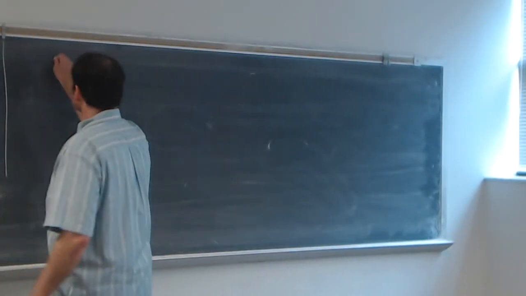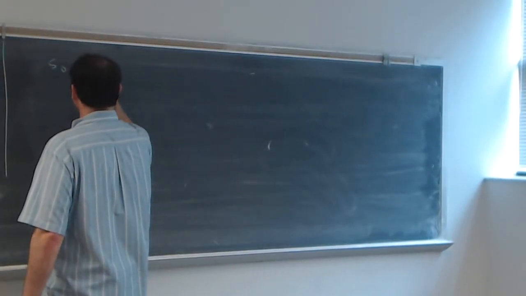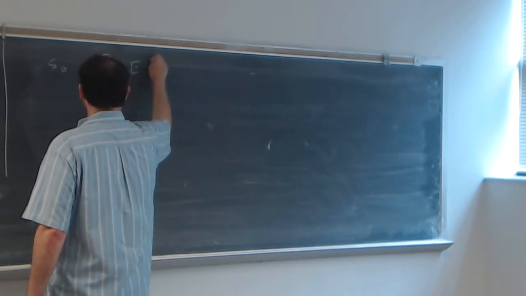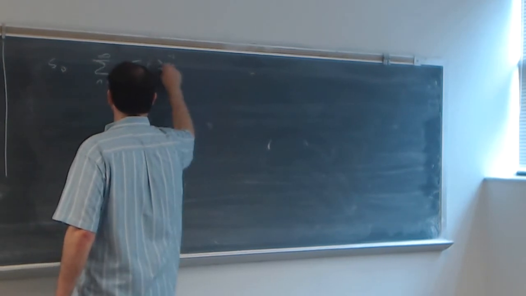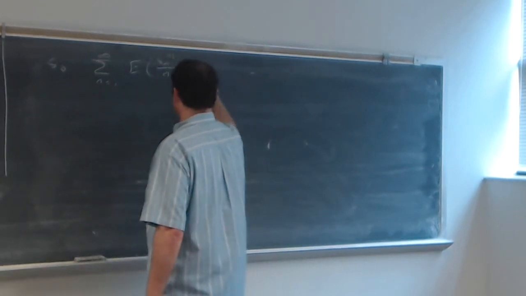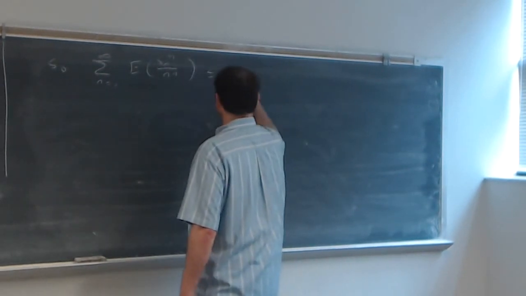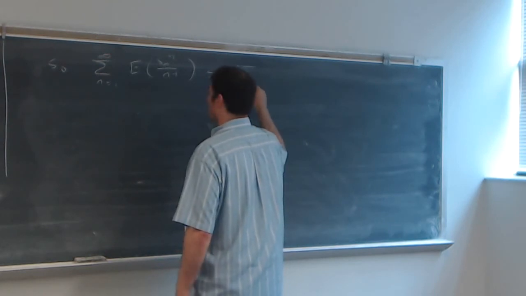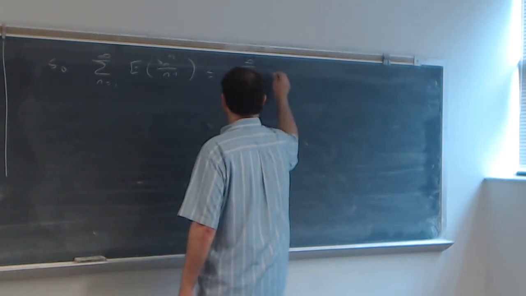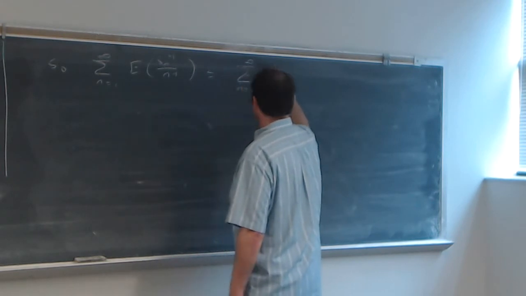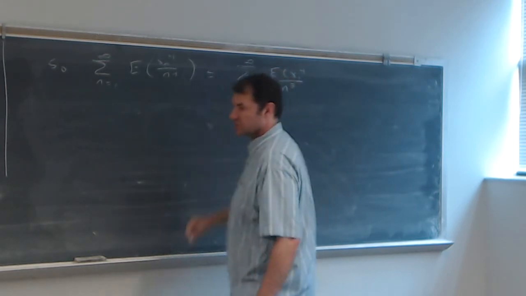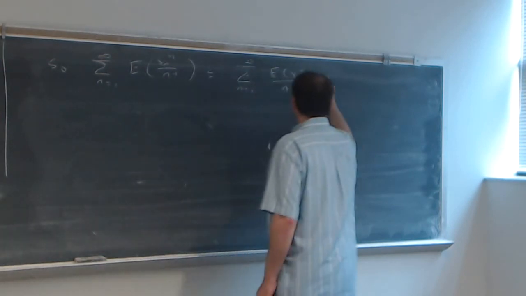Therefore, if you sum as n runs from 1 to infinity of the expected value of S_n to the 4th over n to the 4th, that's going to be less than or equal to the sum of each one of these guys, n runs from 1 to infinity, of the expected value of X_1 to the 4th over n cubed.